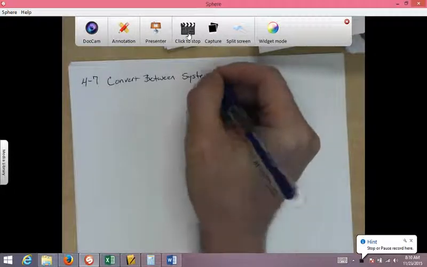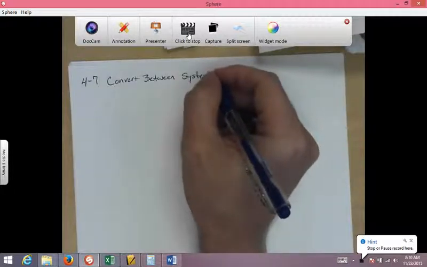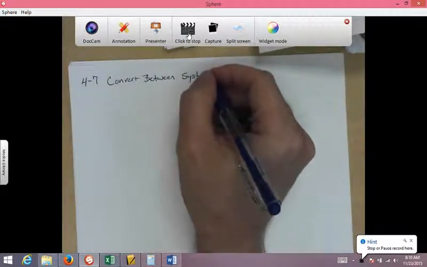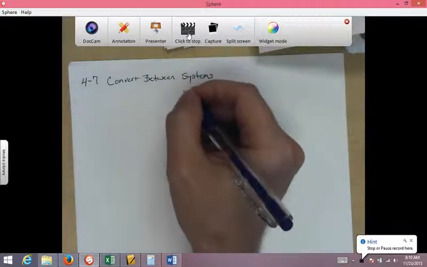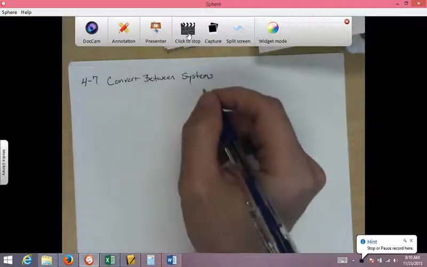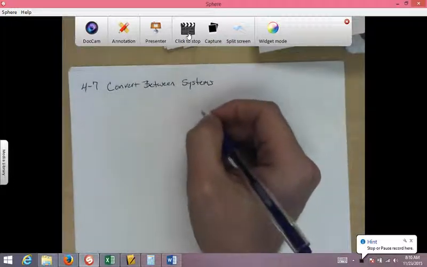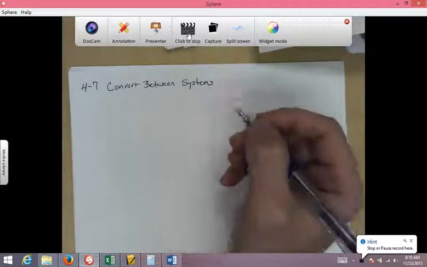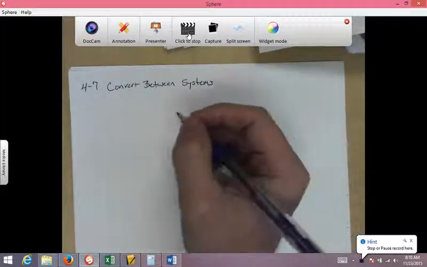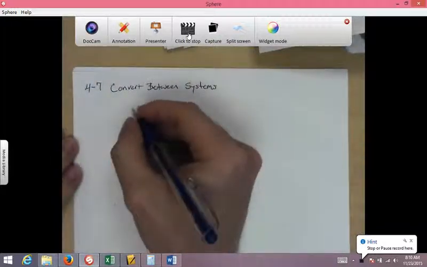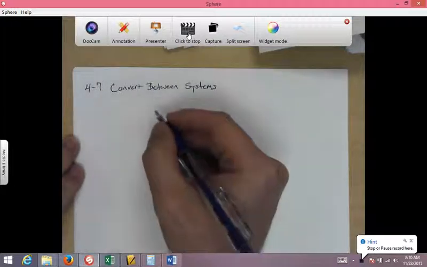Alright, so basically for this lesson, we're going to be converting between systems, meaning converting between metric and customary units. This is just like last section, multiplying fractions, where we're going to be multiplying by a fraction that's a conversion. You're going to be given something in one system, and you need to convert it to another.